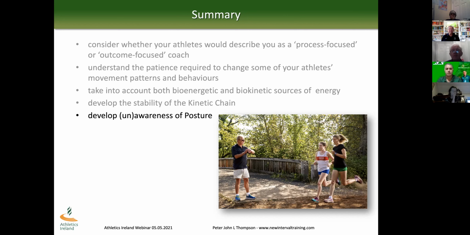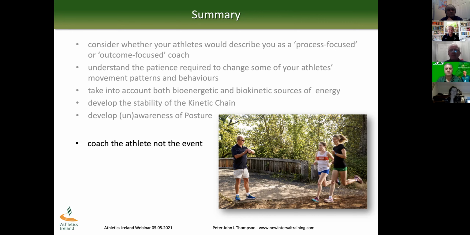And we develop this awareness, or as I've said here, unawareness. So initially, we need athletes ideally to be in the correct posture without thinking about it. They should be in the correct posture unconsciously. So if you like, develop a focus on posture, which is an unfocus on posture. Again, it's one of these paradoxes, unconscious consciousness. So you want good posture, but you don't want the athlete thinking about it because they're thinking then about something they shouldn't be thinking about.